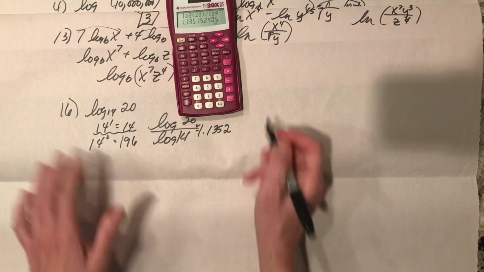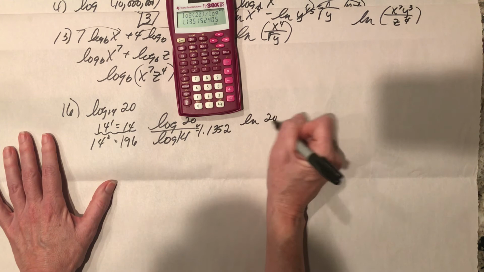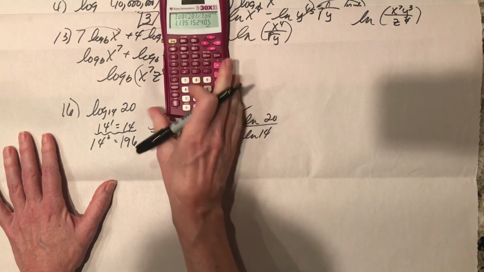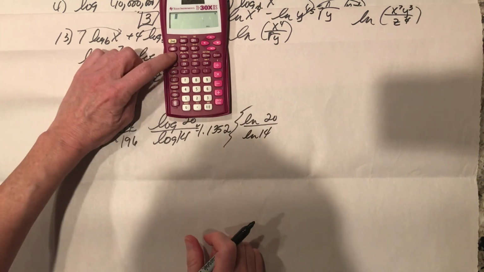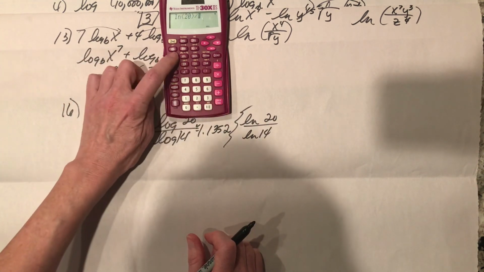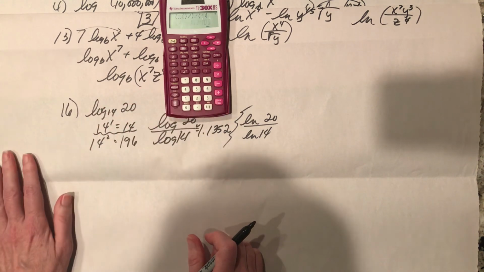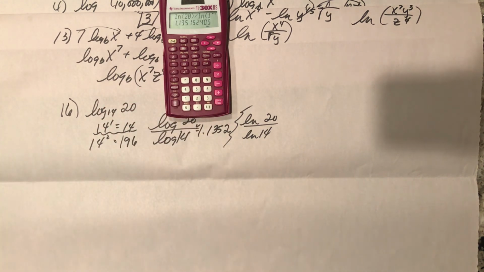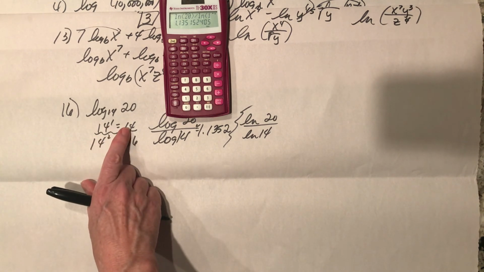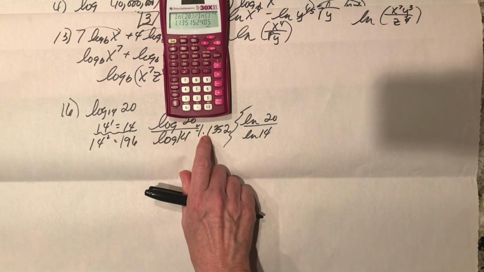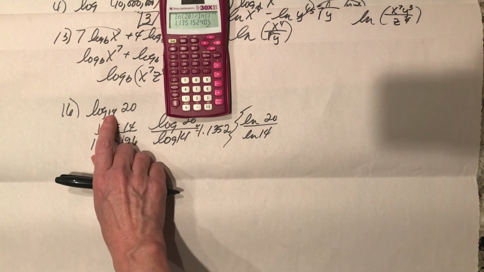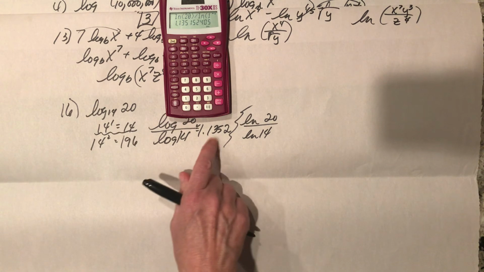You could have done natural log for that if you wanted to. Natural log of 20 divided by natural log of 14. Just depends on what key you're in the mood to push. Natural log of 20, be sure to close it out, divided by natural log of 14, and we get the same thing, 1.1352. 14 to the first power gives us 14. 14 to the 1 point, and just a little bit more will give you a 20. So what do you raise 14 to make it be a 20? 1 and a little bitty bit.